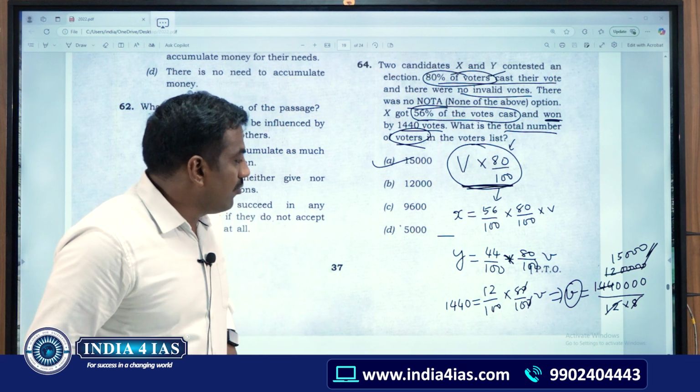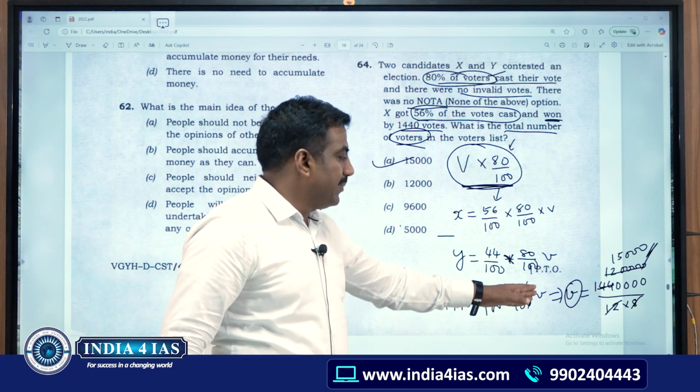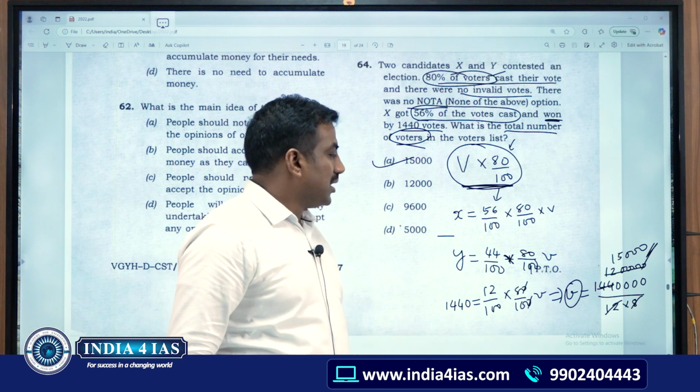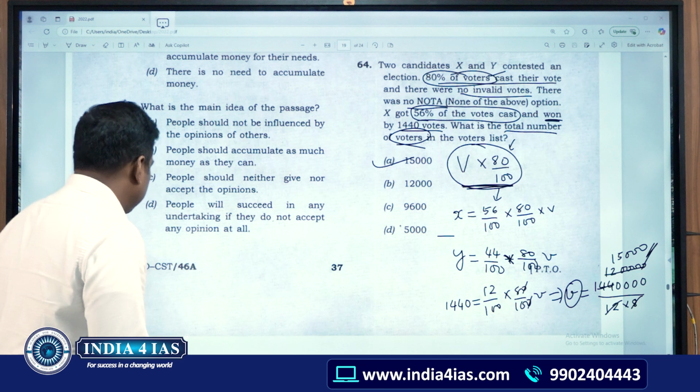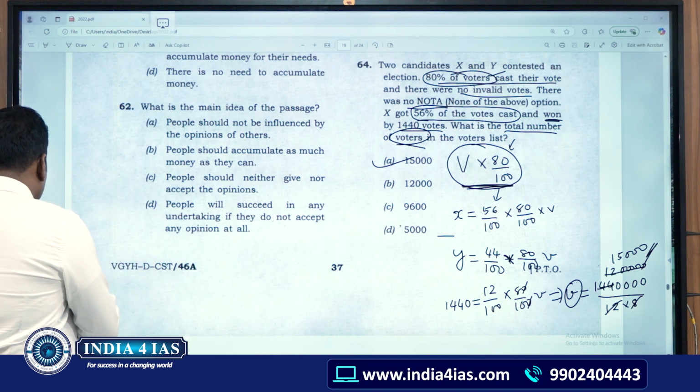So finally what we have got? 12% of this 80% of the voters is equal to 1440. So the answer is 15,000. This is just a substitution problem.